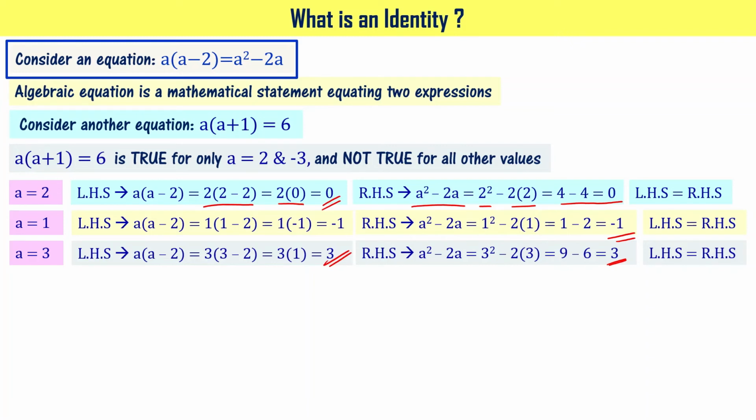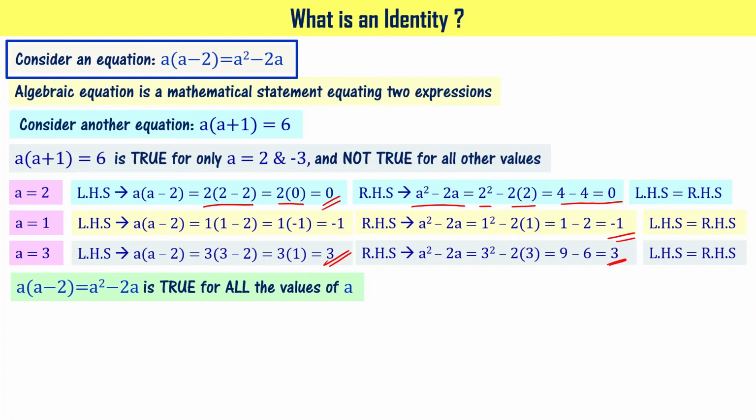If you try different values for this, a equal to 4, a equal to 5, you may find that for every value you substitute for a, this equation is going to satisfy. It means that particular value is going to be a solution for this particular equation.